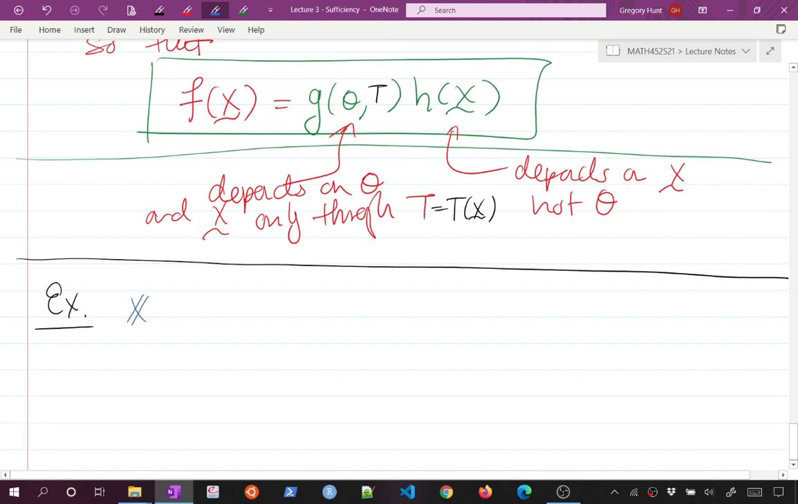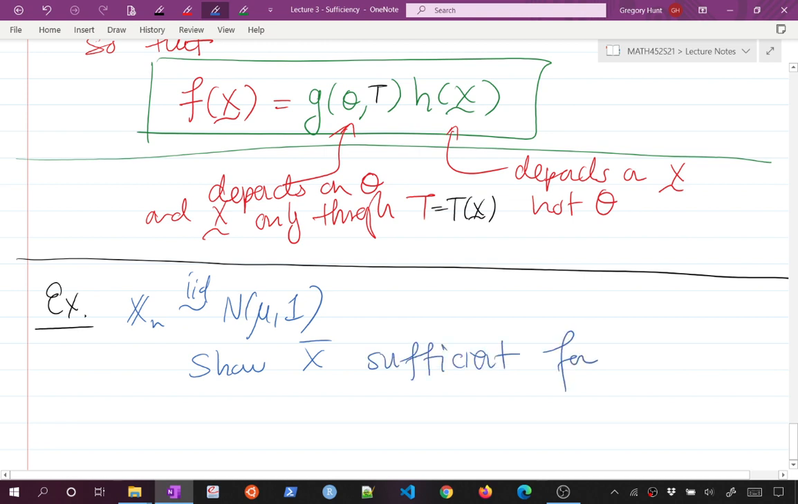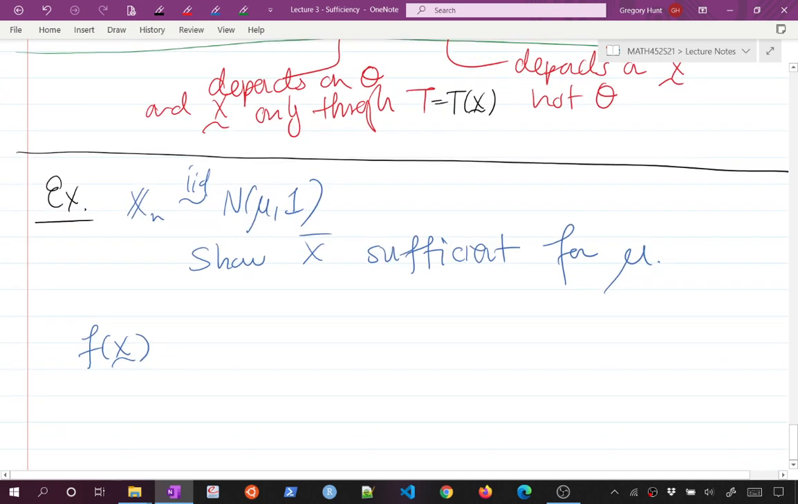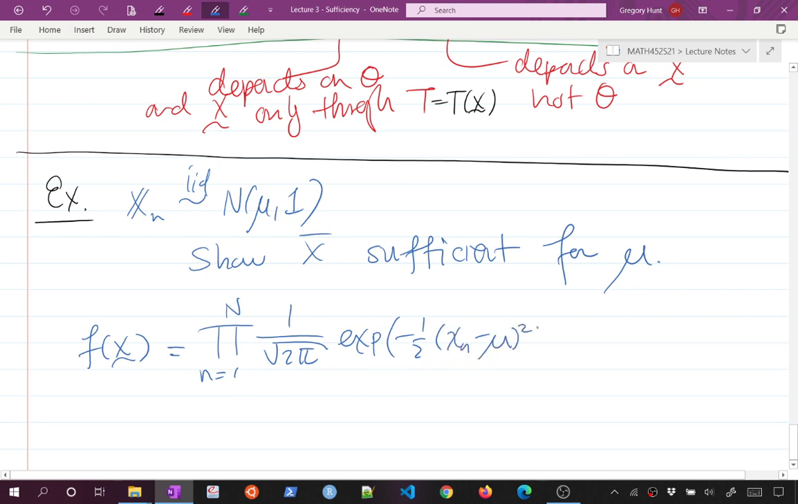So here's our setup. The xn's are IID normal mu, 1, and I want to show that x bar is sufficient for mu. Tedious calculation before. My factorization theorem says that what I'm going to do is look at my joint distribution. So let's just write out my joint distribution. And it was what? 1 over 2 pi, exponential, negative 1/2, the sum of xn minus mu quantity squared.